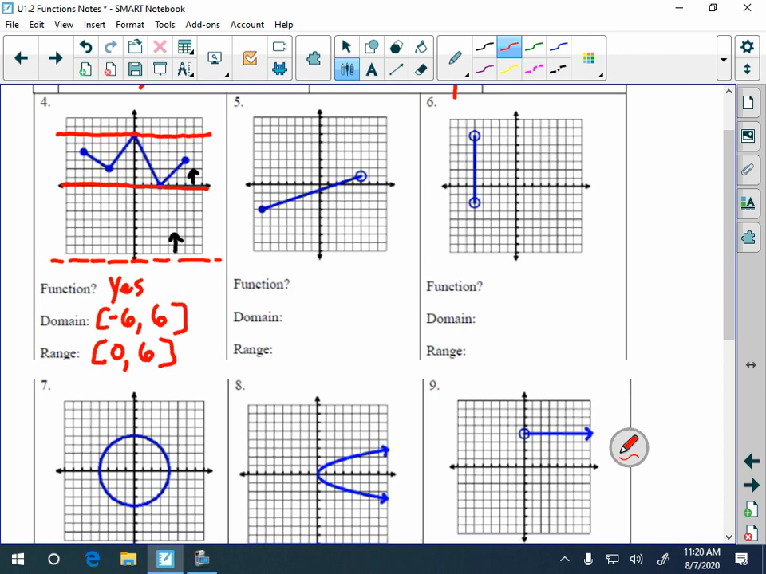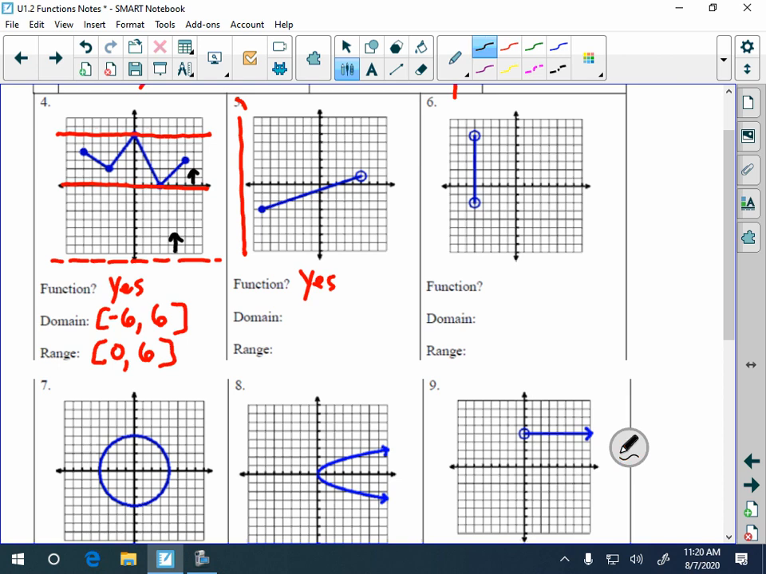All right, so let's do number 5. So again, we have to do the vertical line test, and we can see that every vertical line that intersects our graph will only intersect one time. So yes, this is a function. Okay, now we're going to do our domain, and we work left to right. So if I were to draw a vertical line on the negative infinity side, we want to see, does it intersect our graph? And no, it doesn't.